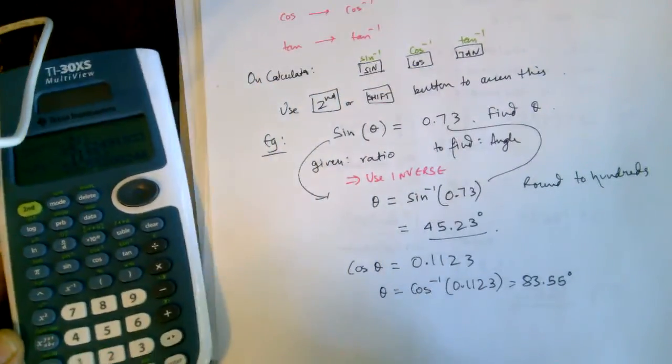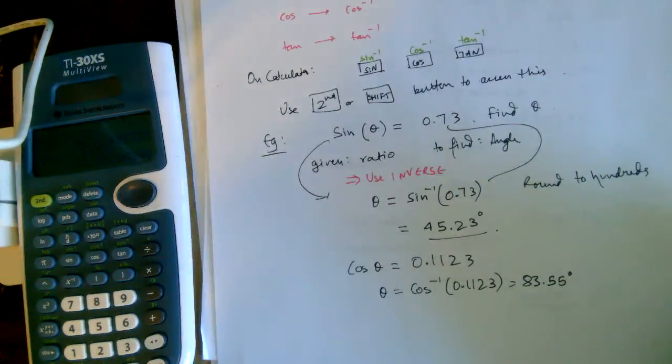Okay. So once again, you will notice that you only have the buttons for sine inverse, cosine inverse, and tangent inverse. So the question is, what about the other three ratios? I'm going to cover that in the next video.